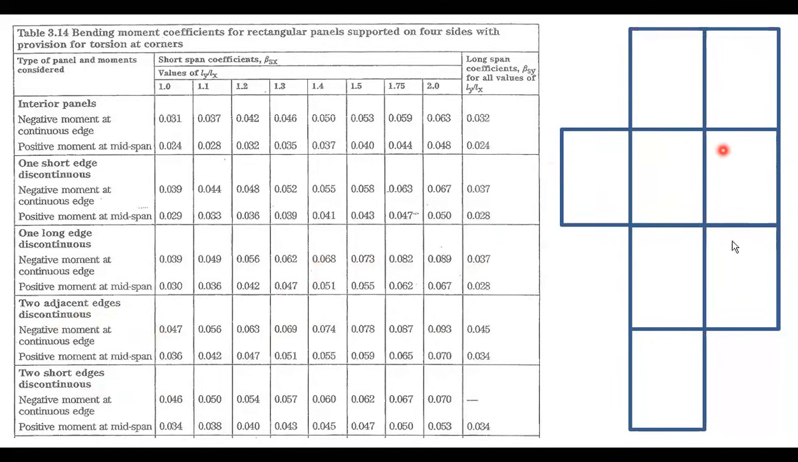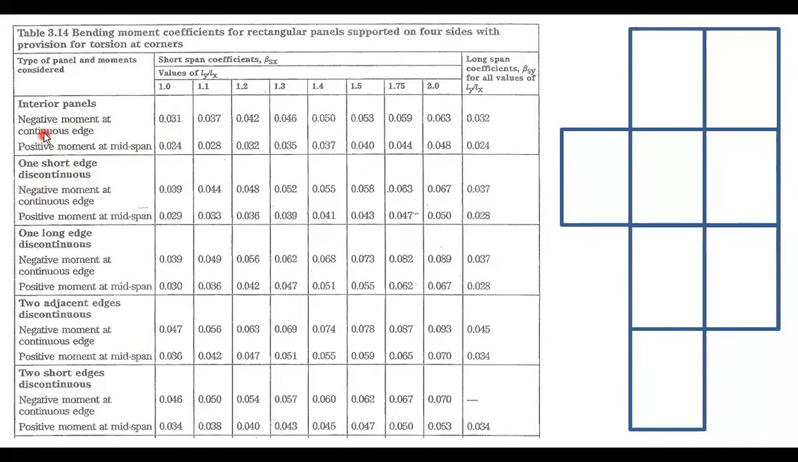So you may have different cases based on your plan and the slabs that you have: interior panel, or one short edge discontinuous, or one long edge discontinuous, or 2 adjacent edges discontinuous, and so on. There are other cases not included in this slide, but you can see them in Table 3.14. Once you have defined your slab, you choose the suitable case, the one similar to the slab you are solving, then you get the values.